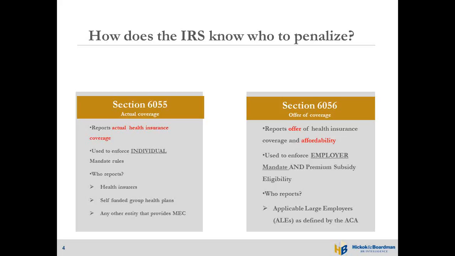Whereas Section 6056, only applicable large employers have to report under this section because it's reporting on the offer of the health insurance coverage and the affordability of that. So this is used to enforce the employer mandate as well as determining whether one of your employees is eligible for a premium subsidy if your plan is not affordable.